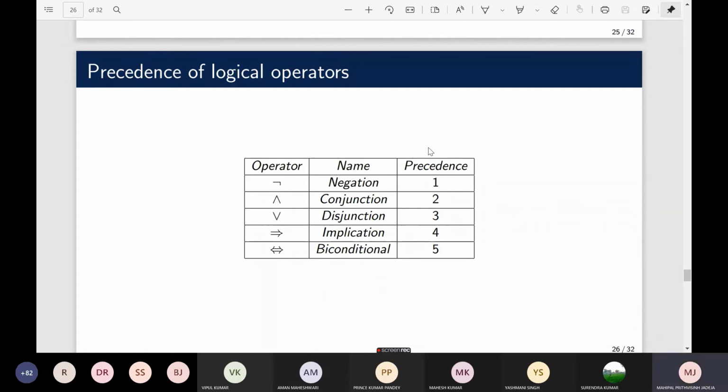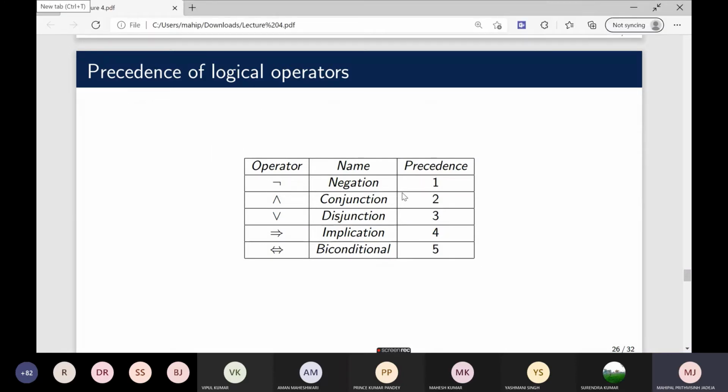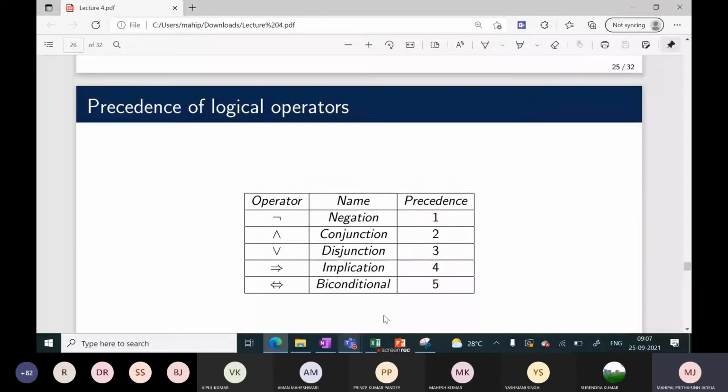So we'll start today's session with a new topic, precedence of logical operators. Okay. So let's understand, before we formally see what the precedence of these logical operators is, why we require this. Why this precedence is important with respect to logical operators.